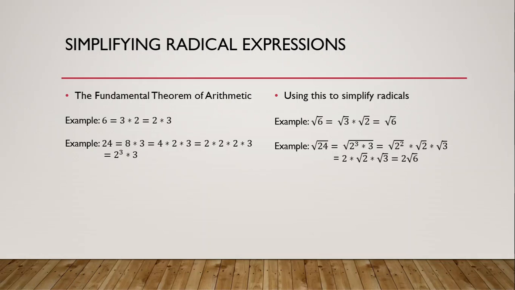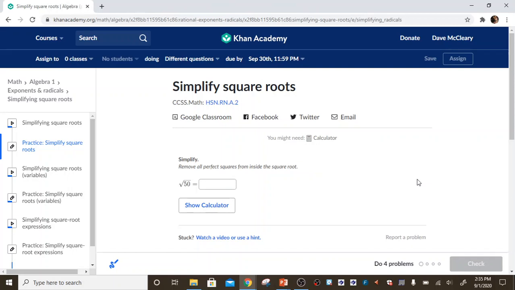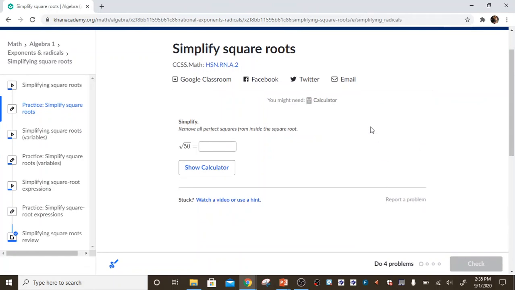We are looking for squares. Once you get good at it, you want to take out the biggest square that you can. But until then, just break it down. Let's practice just a couple of these. I just pulled up Khan Academy here. Khan Academy is not your homework, but I knew that they would have some random questions for me.